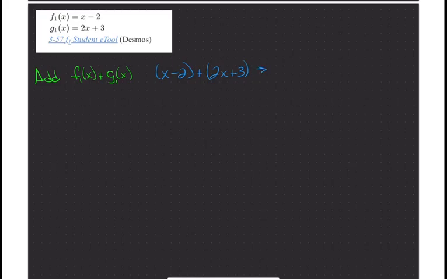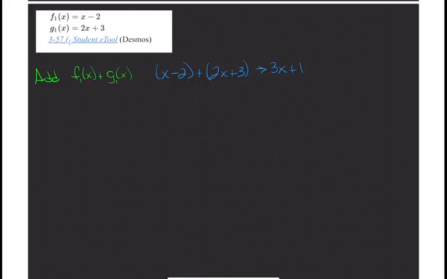So what are we going to come up with? We're just going to add like terms. So we have x plus 2x, which is going to give us 3x. And then negative 2 plus 3 is going to give us a positive 1. So we end up with 3x plus 1 as our little function.